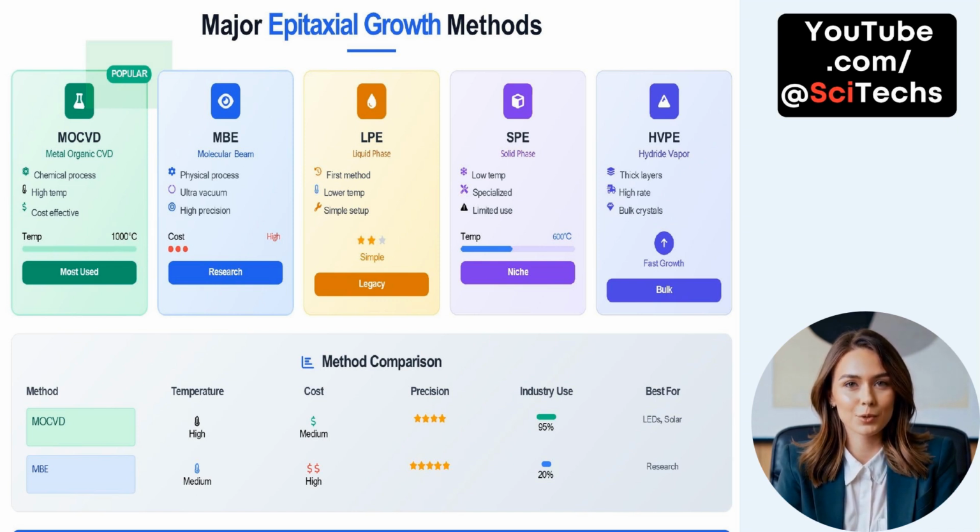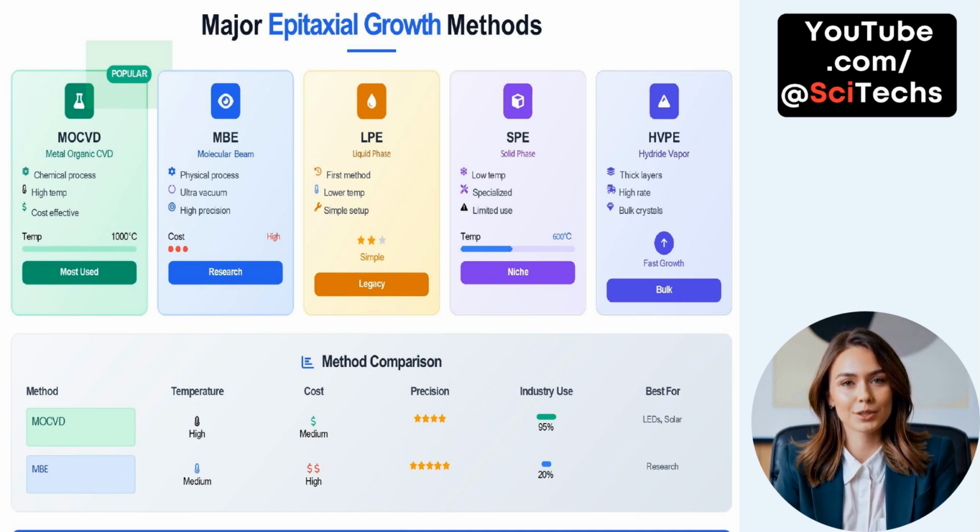MOCVD, or metal organic chemical vapor deposition, is a chemical process operating at high temperatures around 1000 degrees Celsius. It's cost-effective and the most widely used technique in industry, especially for LEDs and solar applications. MBE, or molecular beam epitaxy, is a physical process conducted under ultra-high vacuum, known for its exceptional precision, but comes with high costs, making it ideal for research settings.